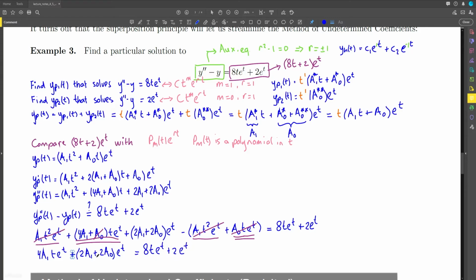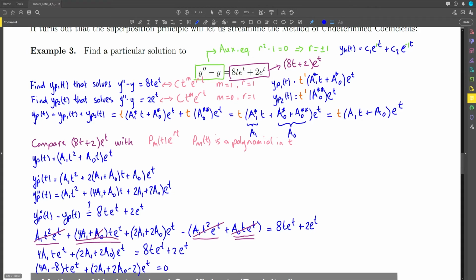Now let's bring that to the other side, and so we subtract 8t e to the power t, and what we get here is 4a1 minus 8 times t e to the power t, and then plus what we have here is 2a1 plus 2a naught, and then we subtract that 2 there, so minus 2 e to the power t equals 0.